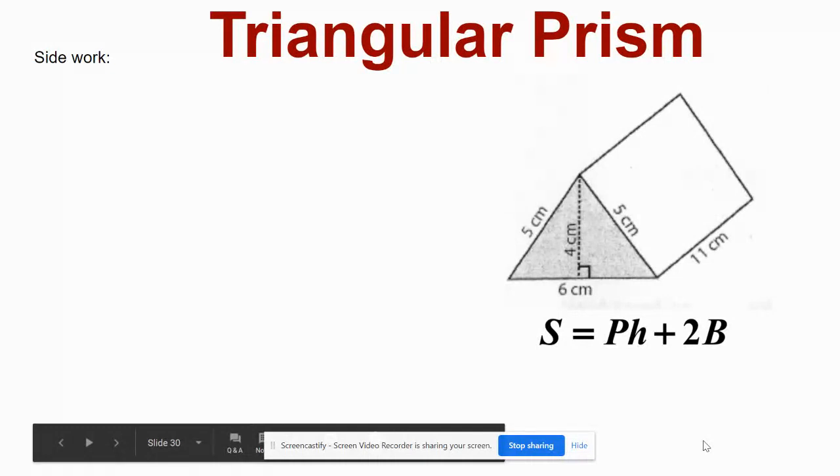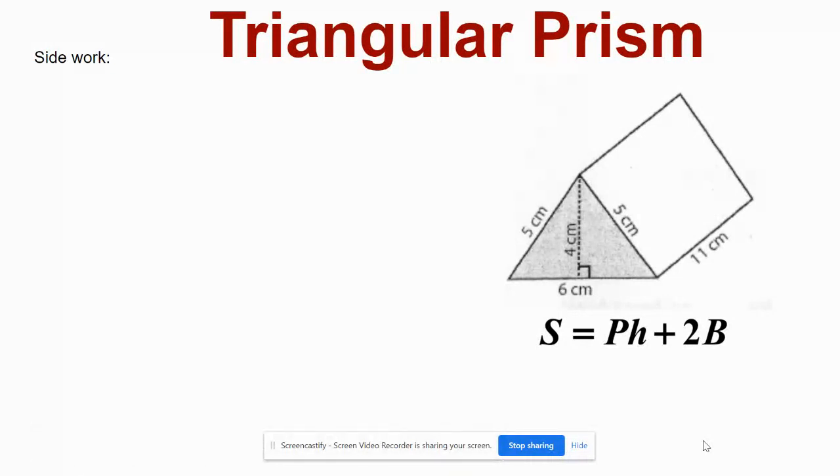First example, in our triangular prism, we're using the formula just like we use with the rectangular prism, big P times height of the prism plus 2 times big B. Now we need to calculate those values for those variables.